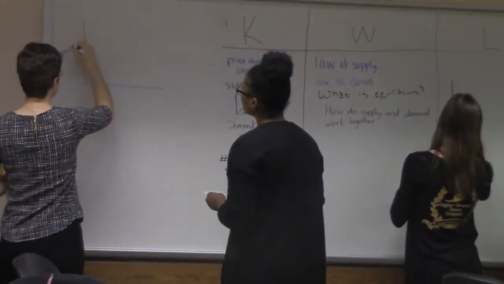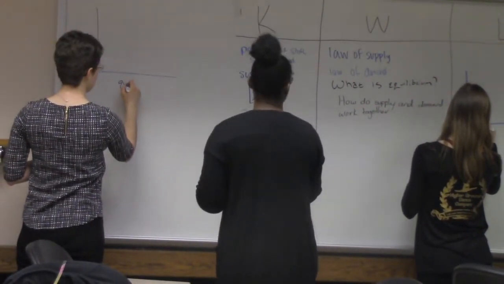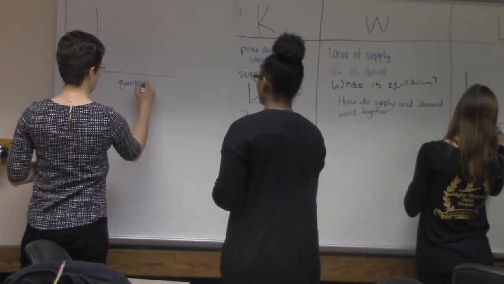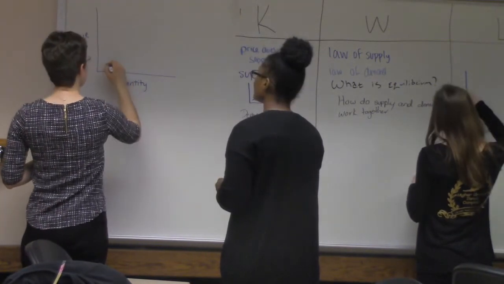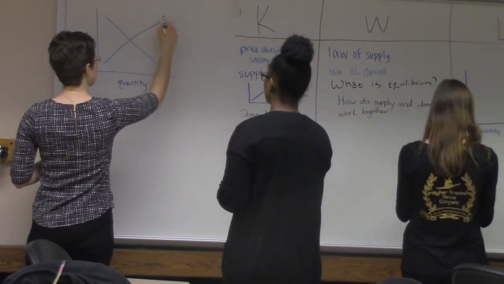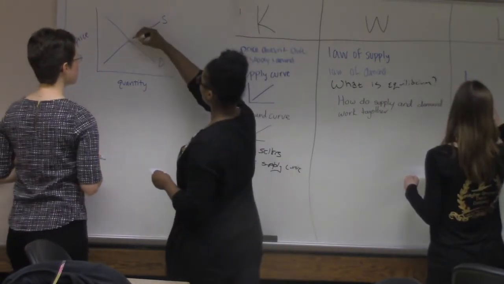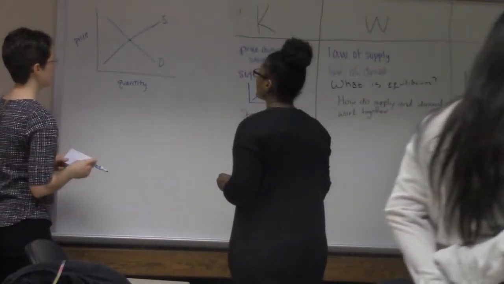So we had price on this axis, what was on this axis? Quantity was on that axis. And then it just looks like a big X originally. Okay, so we're supposed to draw the original demand, supply, and then our equilibrium. Oh, yeah, equilibrium there, good.